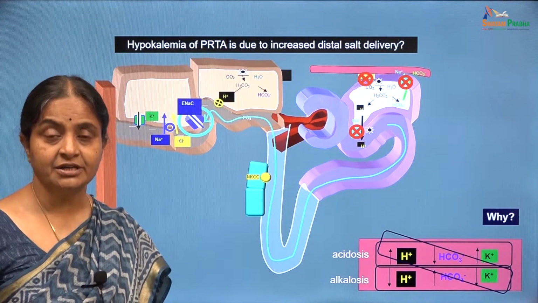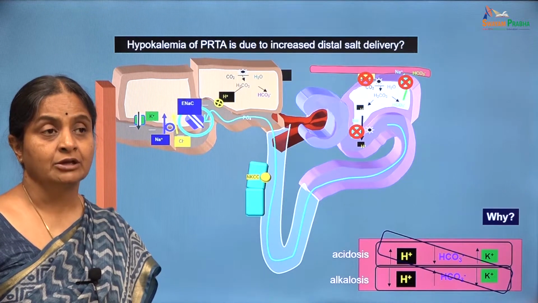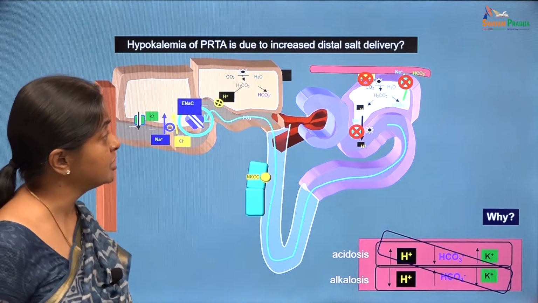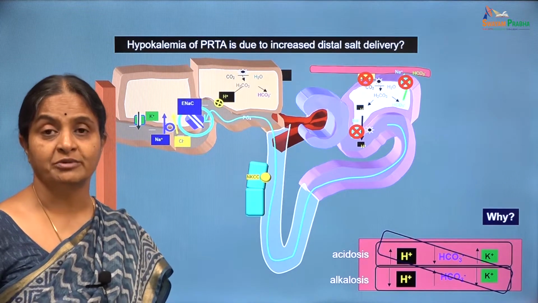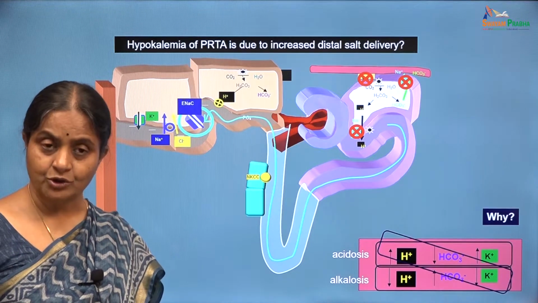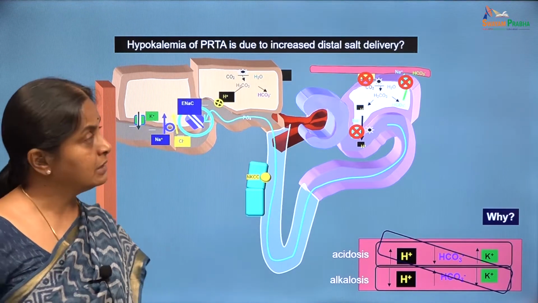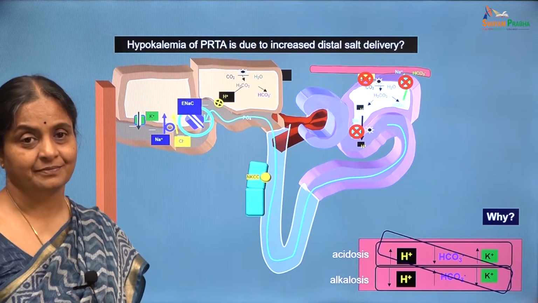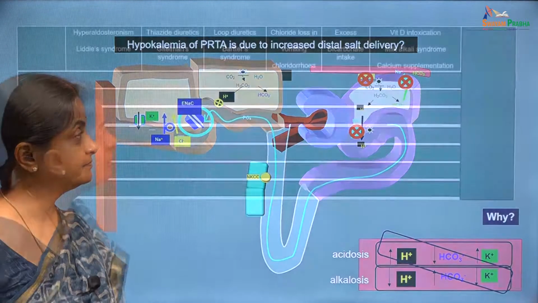It is still my conjecture that the cause of hypokalemia in proximal renal tubular acidosis could be due to the phenomenon of increased distal salt delivery. If I come across, or anyone comes across, evidence towards this, we will share it where possible.